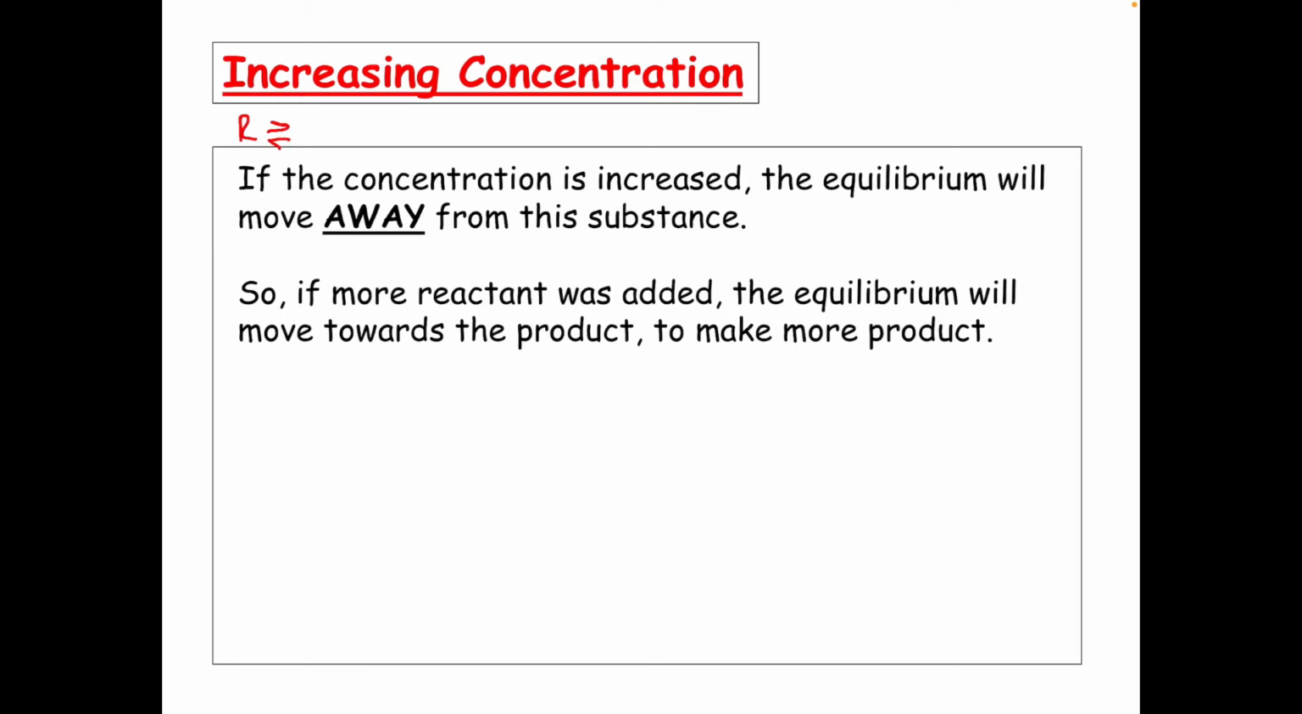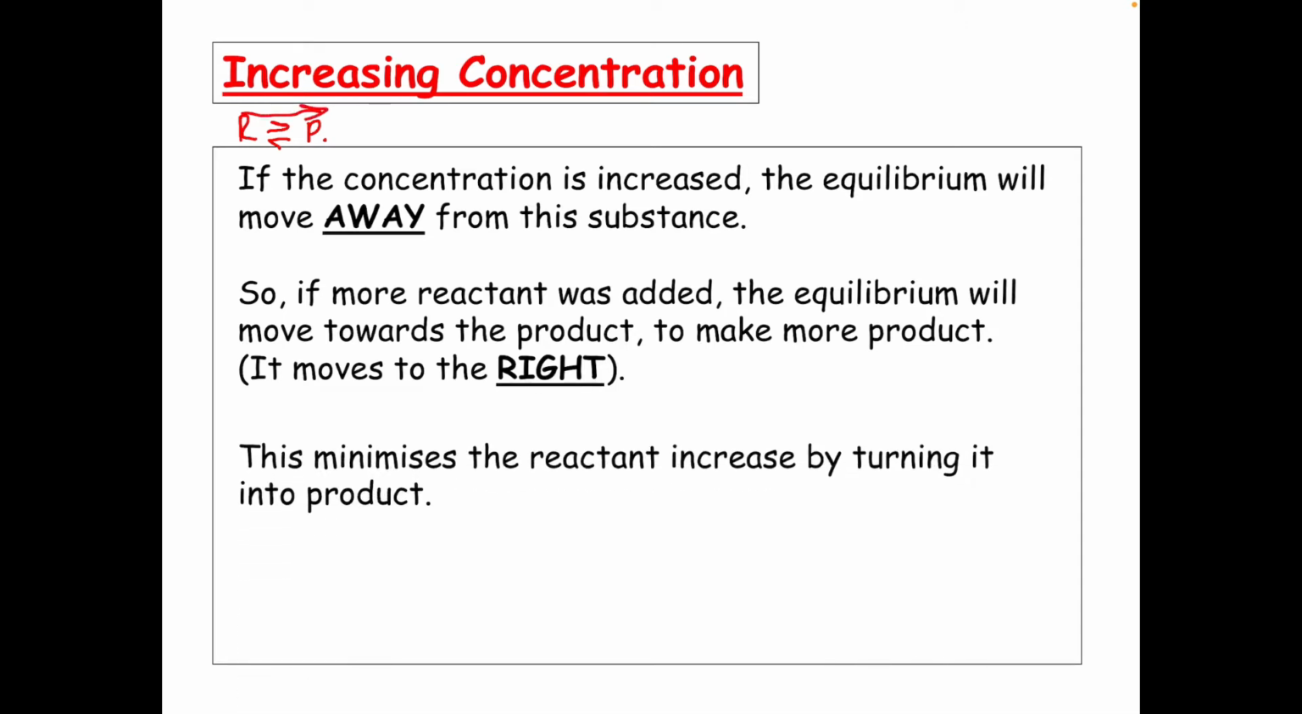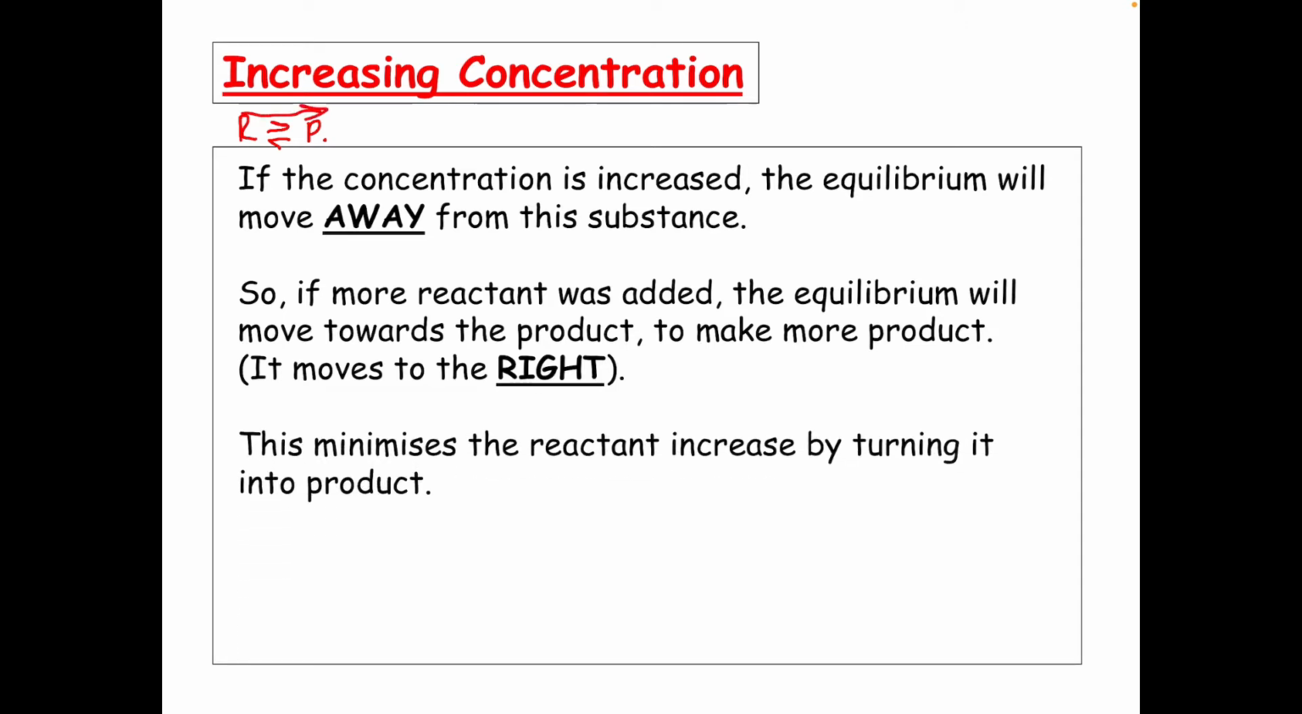In the equilibrium, if you add more reactants, then the equilibrium wants to move towards the products to counteract the fact that you've added way more reactants. So it would move to the right over here. This minimises the reactant increase by turning it into product. So it's the same kind of idea as when we're looking at pressure. You want to get rid of the extra stuff you've added, so it's going to change and move to the other side.